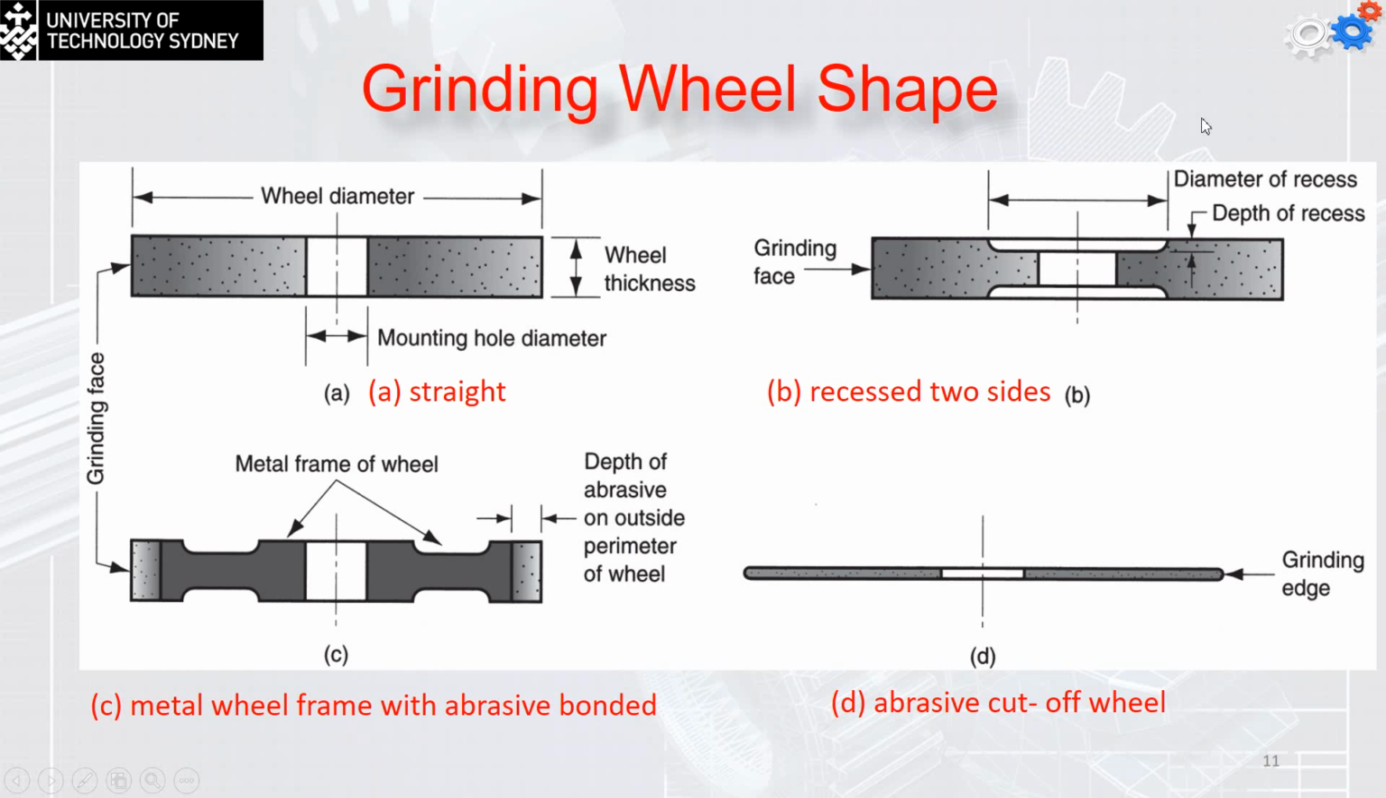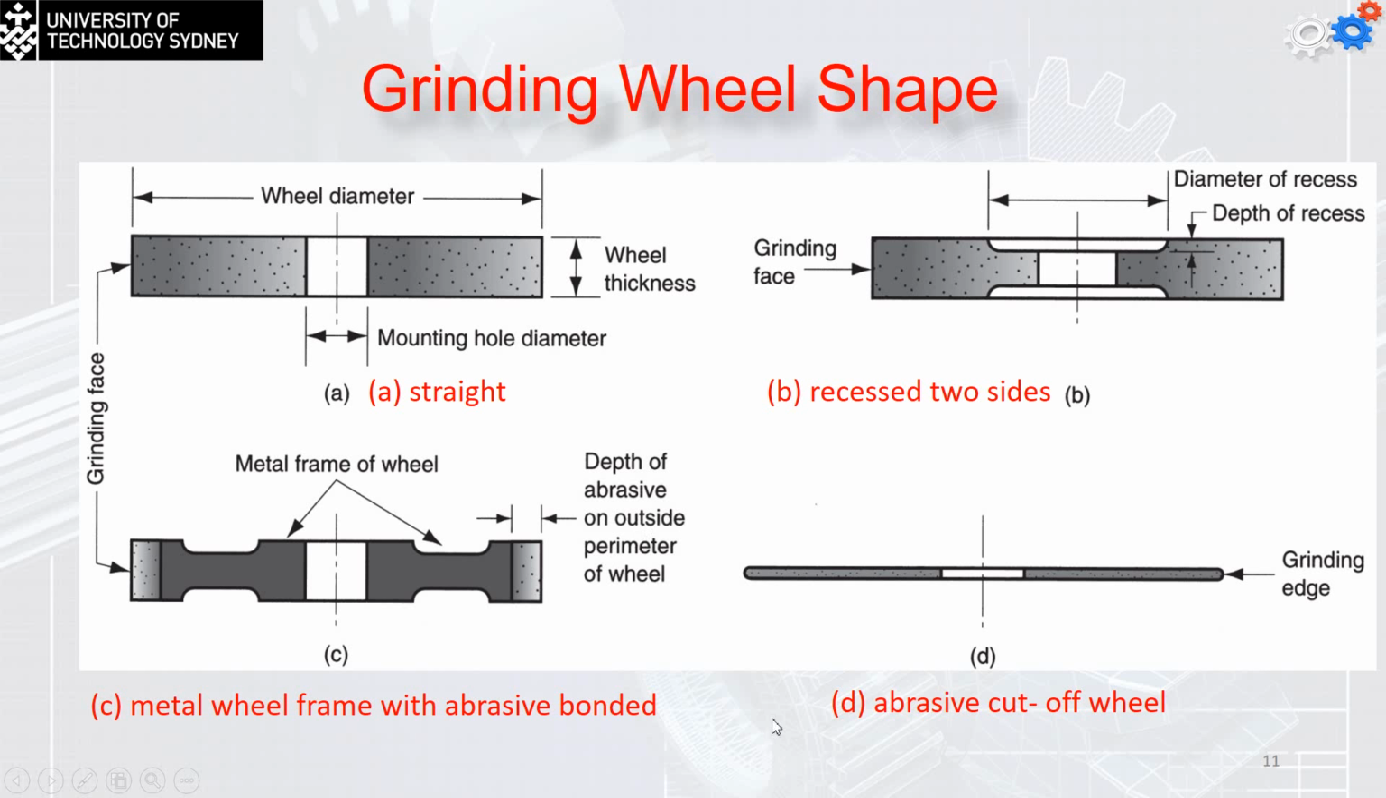The shape of the grinding wheel is not the same in all cases. We can have the straight one, which is the easiest one to manufacture. It's just compacting the things together, and we're going to have a wheel. This is the cross-section of the wheel. And we have the recessed two sides, so we're going to have a recess in the middle. And we can have the metal frame wheel. So actually it's going to be a metal wheel. Then we can dress it from the outside with the material by using the bonding, as you can see here on the side.